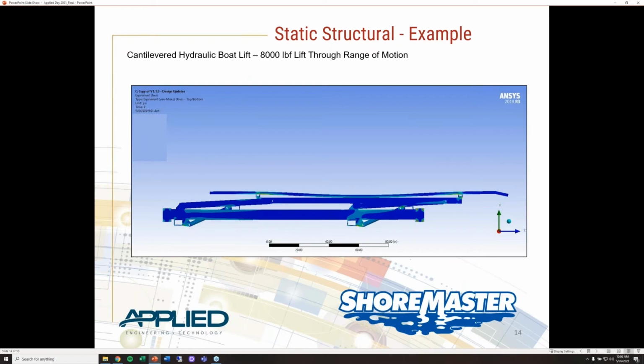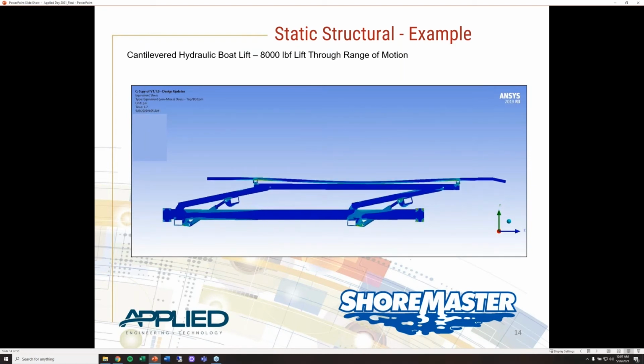We also have a cantilevered hydraulic boat lift. This is a ShoreMaster product, and this example is an 8,000 pound lift throughout its entire range of motion. And so I'll play, this is actually a video, and I'll play this video.